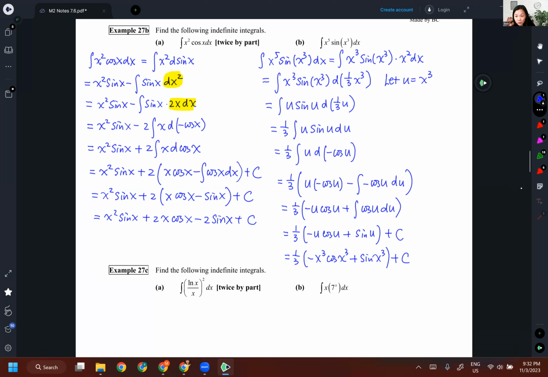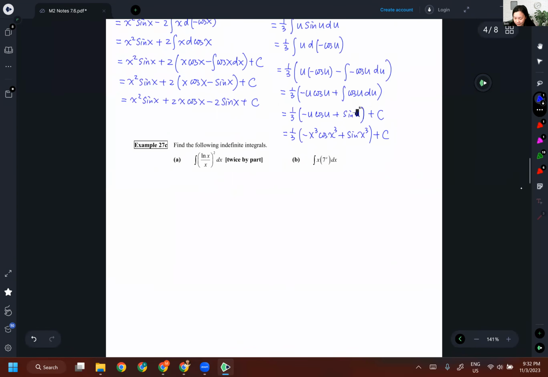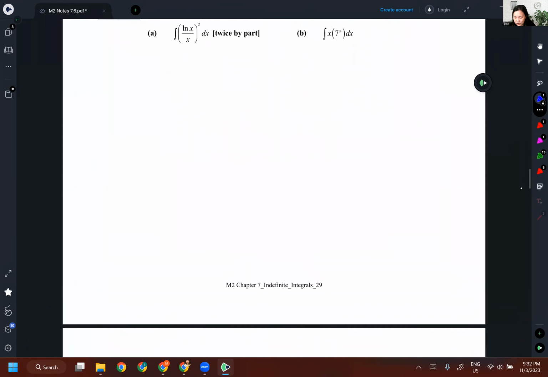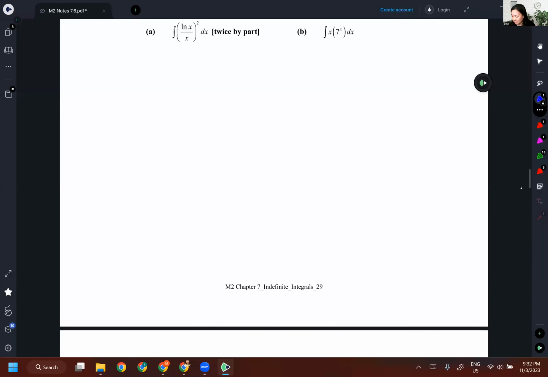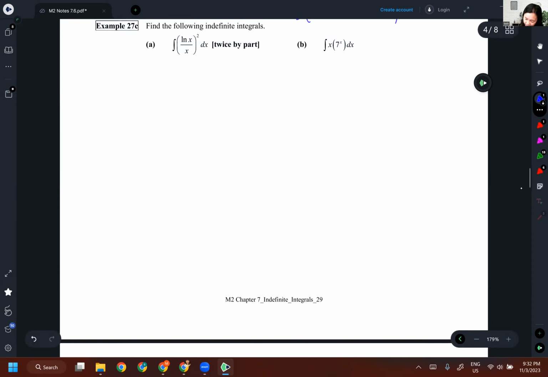Now, if no problem, I'm going to show the third one. This one. First question is a mixture of log and a polynomial. No, log and x. This is log x over x squared dx.